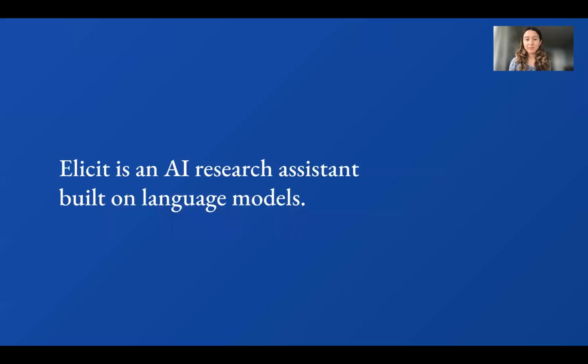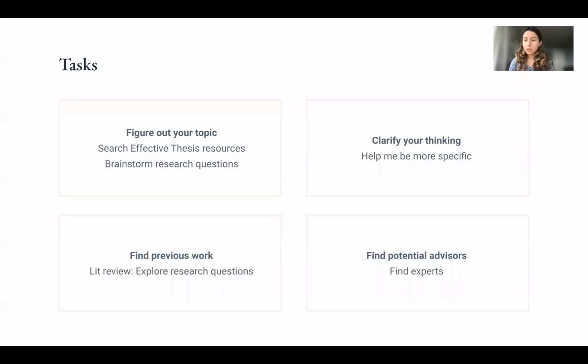So Elicit is an AI research assistant built on language models. We are currently using GPT-3, and our vision is to try and automate and speed up parts of the research process. So you can think of Elicit as plugging into the overall research process to try and make it more efficient.